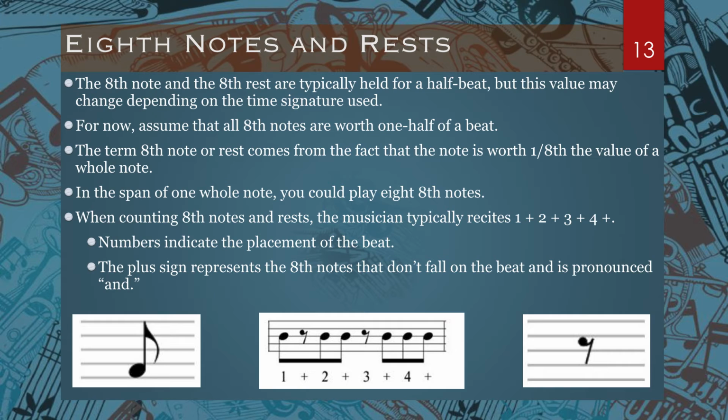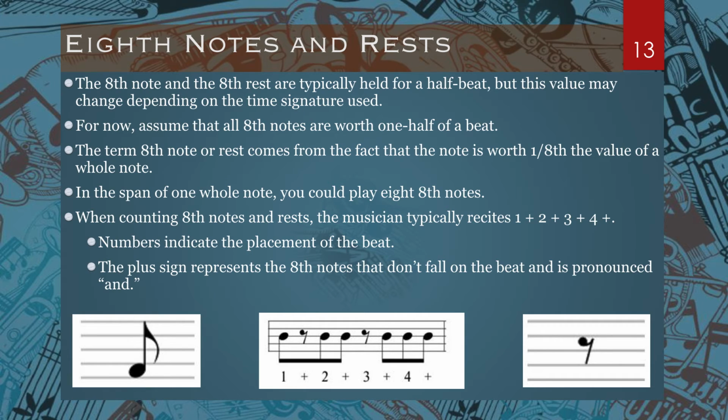Numbers indicate the placement of the beat. The plus sign represents the 8th notes that don't fall on the beat and is pronounced and. So if you look at the second example here, where you see 1 plus 2 plus 3 plus 4 plus, you should actually pronounce that 1 and 2 and 3 and 4 and. And you keep a steady tempo. You don't want to rush or drag the counting. You want to keep it very steady. And that allows you to count note values that are smaller than the beat.